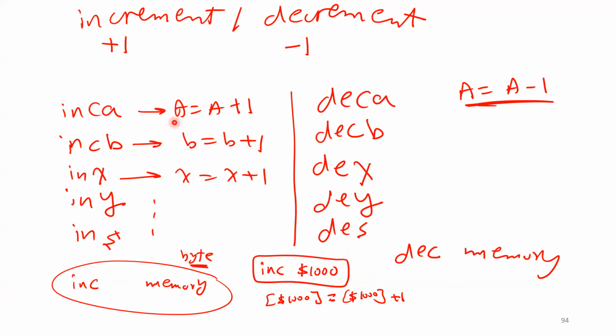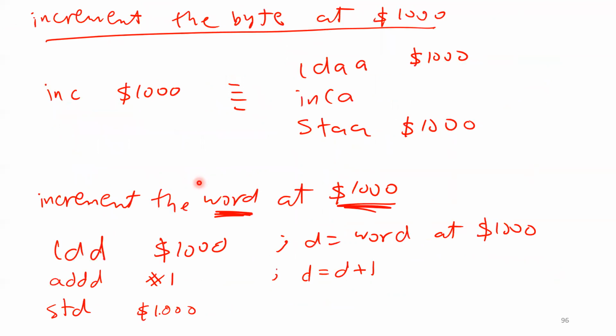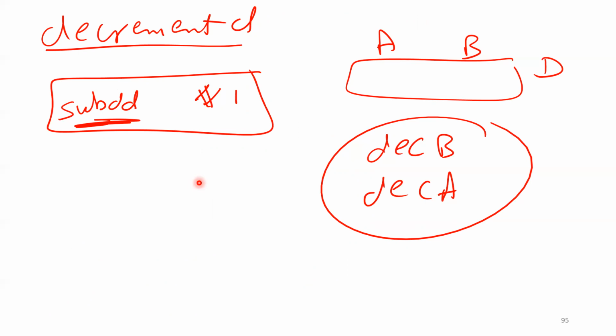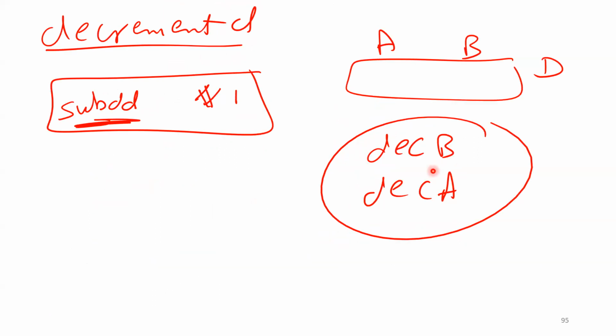So let's see examples here. The first example: I want to decrement register D. Okay. So let's see how you can do it. Do we have here a decrement for register D? No, we don't. Okay, guys, we don't have this instruction. If we had it, I would use it. So we don't have decrement for register D.